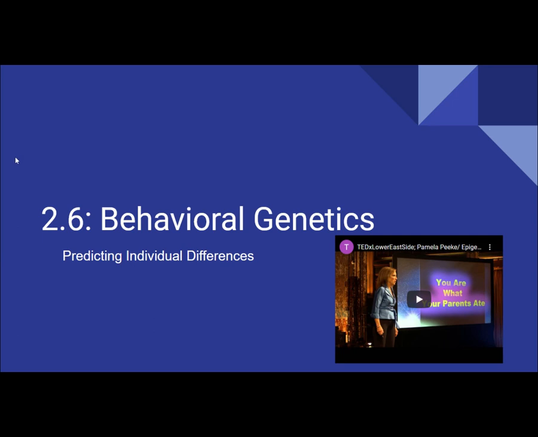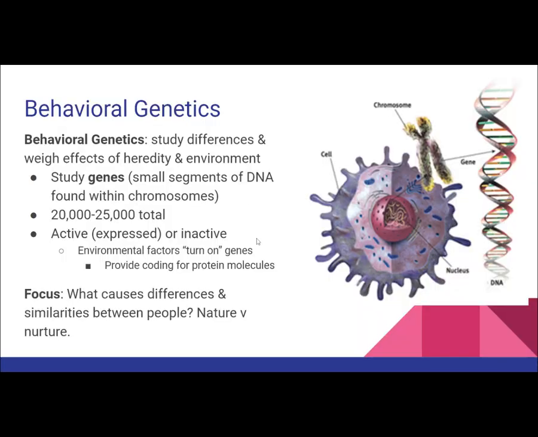So 2.6 behavioral genetics, and a lot in the field of psychology that we're trying to do is predict differences between people and how much of that can be based on genetics. Because remember, the big question we're trying to ask is how much of the difference between people is nature and how much is it nurture, right? That was what we started this year with, and it's what we do all year, trying to figure out that difference. How much is nature? How much is nurture? And the differences between people.